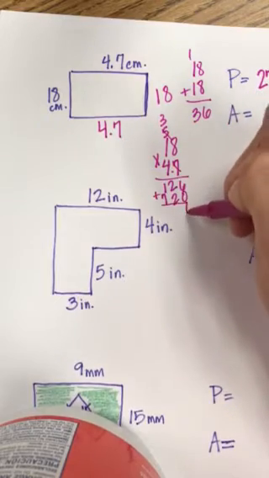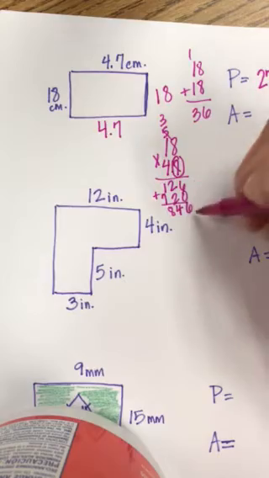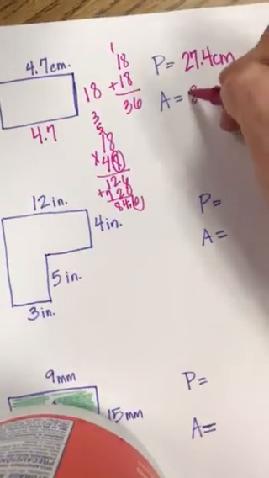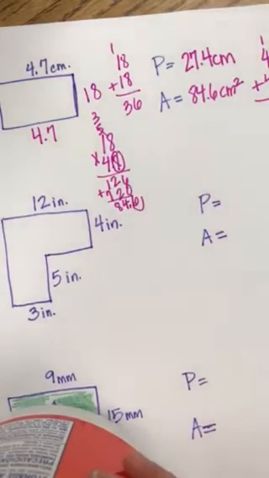I'm going to add that up. But then I have to remember to move my decimal at the end. I have one number, so it's 84.6 is my area. And don't forget centimeters squared, or squared centimeters.